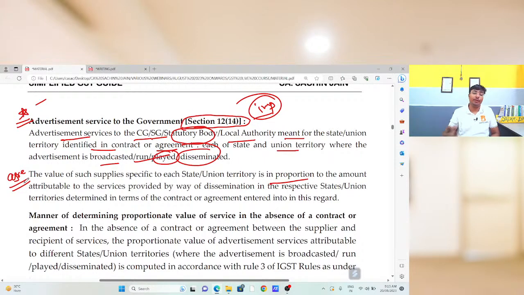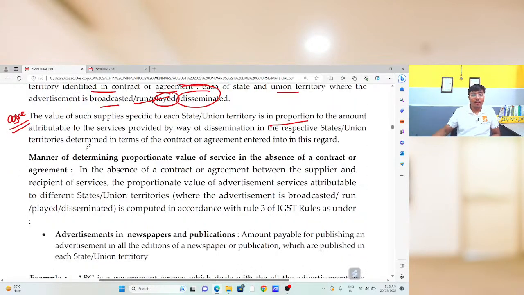Okay, now the question is that if there is no agreement available, in that case, how are we going to decide the place of supply? For that purpose, we are going to take multiple situations, and on the basis of those multiple scenarios, we are going to decide the place of supply.